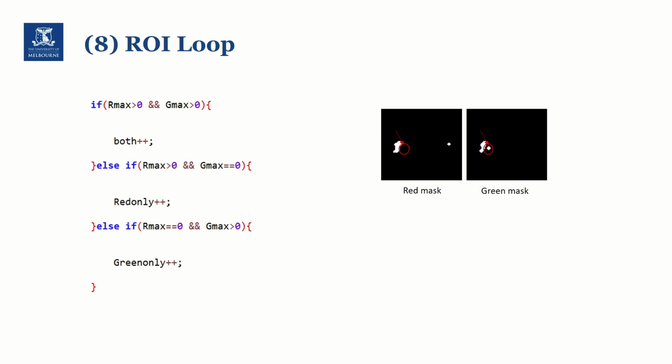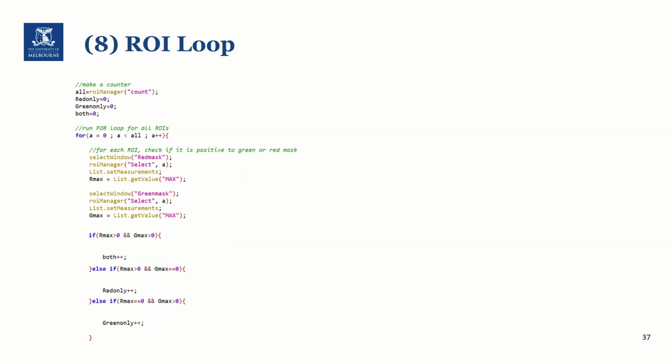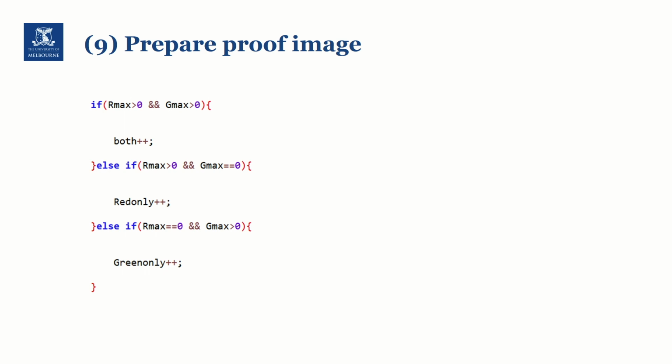And having these counters means that we have to define these variables somewhere beforehand. And we will initialize these counters outside our ROI for loop. Now coming back to our if-else condition.